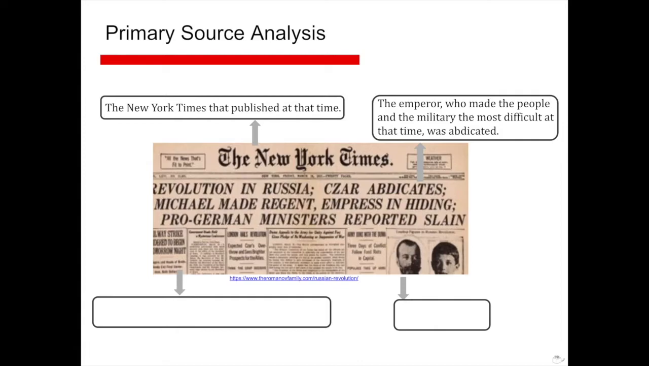This article is about the emperor who made the people and the military suffer the most at that time, and who was abdicated. Here is the picture of the Tsar. As mentioned above, the result of the February Revolution was the abdication of Nicholas II.